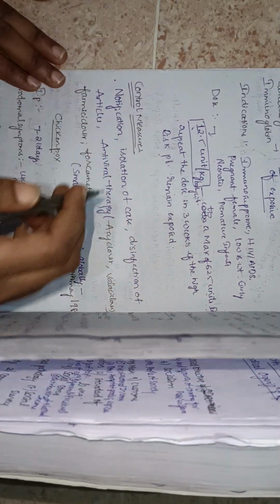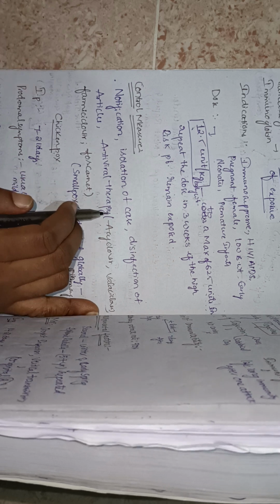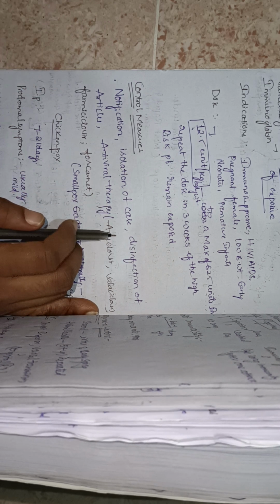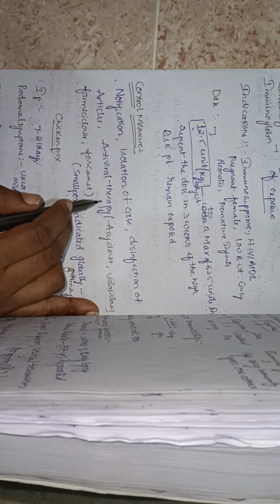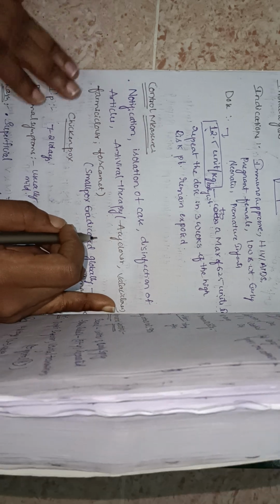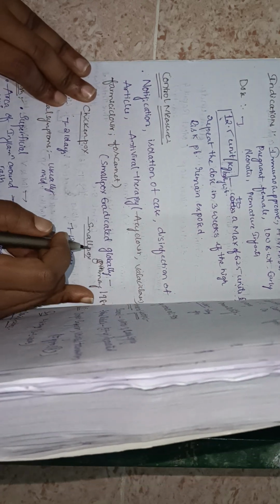Next, we can talk about the control measures. We should notify the case. Next, we isolate the case, disinfect articles, and give antiviral therapy. This is a virus, so you can give antiviral therapy like acyclovir, valacyclovir, famciclovir, foscarnet. All of these can be given.